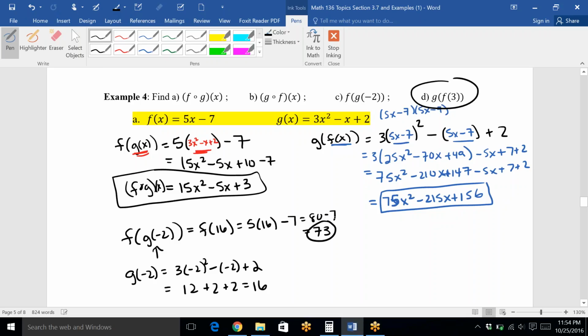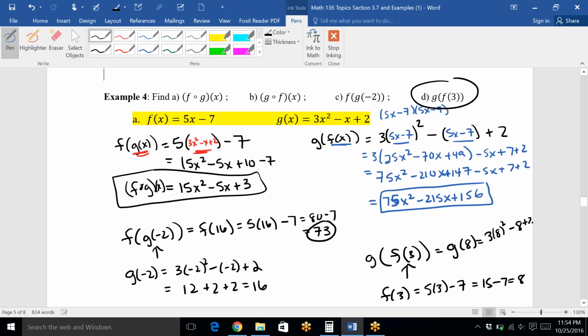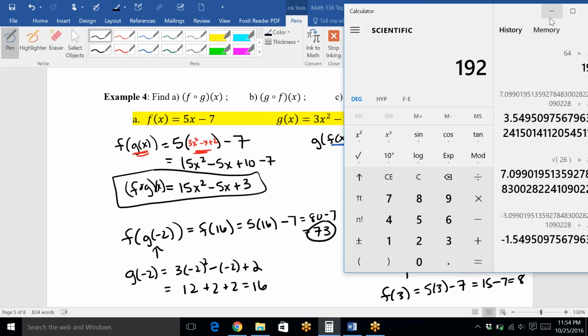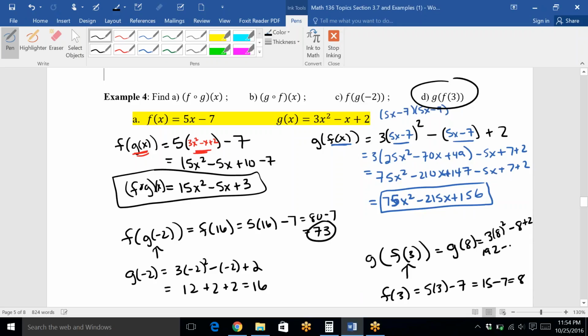To do this guy, we need to do f of 3 first. So g of f of 3. Go ahead and do my side work. So f of 3 is 5 times 3 minus 7. That would be 15 minus 7, or 8. So now I need to do g of 8, and that means plug it into the g function. So this would be 3 times 8 squared minus 8 plus 2. 8 squared is 64. 64 times 3 is 192. So this is 192 minus 8 plus 2. So that would be 184 plus 2 would be 186. So there are my 4 answers for this example.